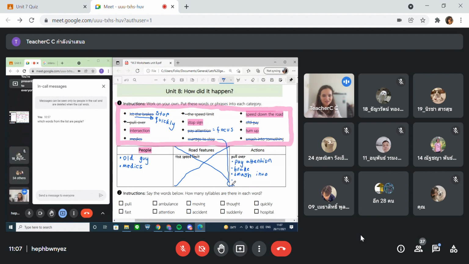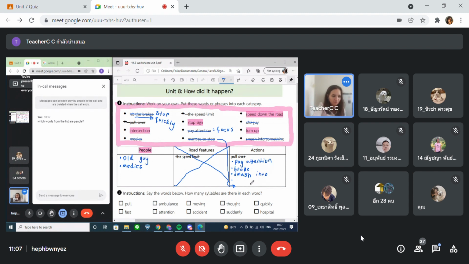What are you saying? She's explained to traffic light. Okay, it doesn't mean traffic light.